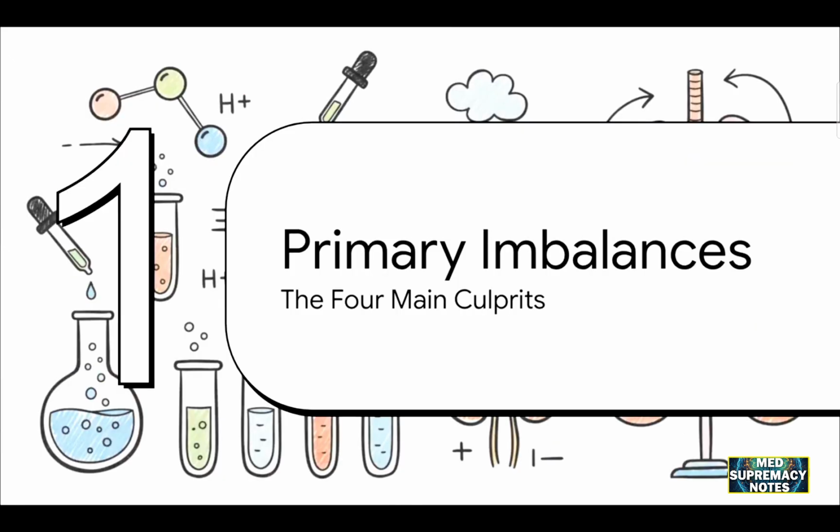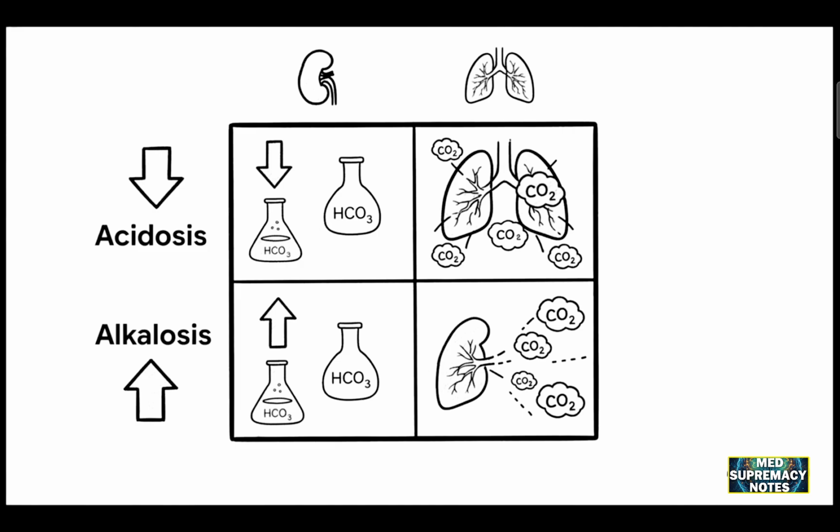So now that we've got the method down, let's do a quick flyby of the 4 main culprits you'll be on the lookout for in any acid-base mystery. These are the big 4. You can have acidosis or alkalosis, and each of those can be either metabolic or respiratory in origin. This is a great little cheat sheet for understanding the fundamental problem behind the numbers you're seeing.